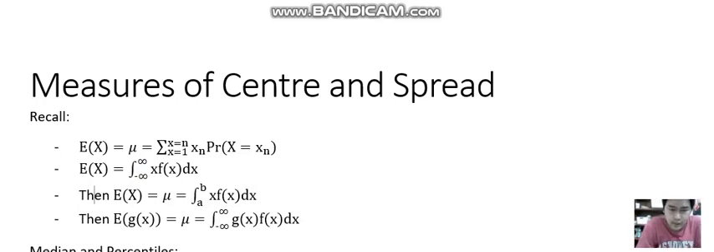If you have something like E of g of x, the expected value of some other function of a variable, it's very similar. It's still negative infinity to infinity, and it's just g of x here. And that's how you would do expected value.